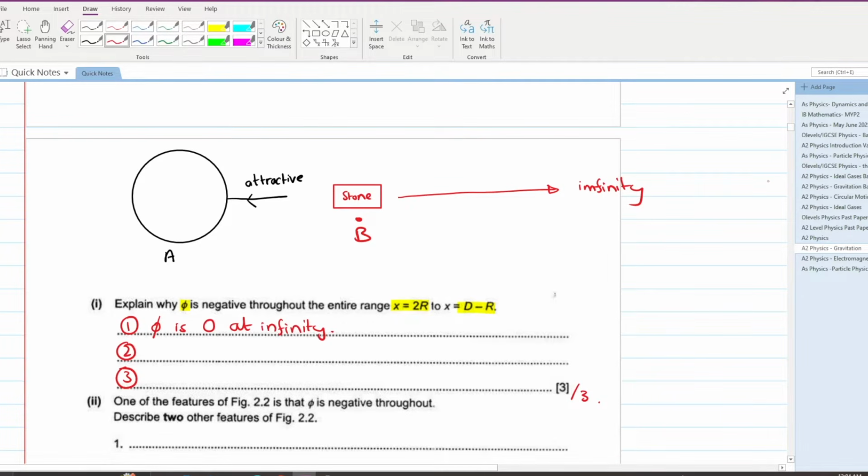See what is happening. You have a planet A. Let's label this inside. Let's say this is Earth. Earth's gravitational field strength and gravitational forces are attractive, that is, they are acting towards the left side. You have a stone that you need to move from point B to infinity.